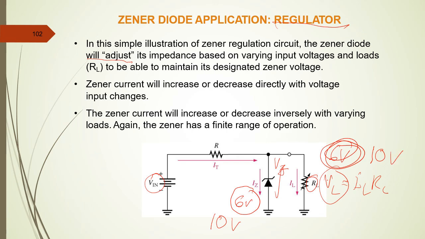The Zener current will increase or decrease directly with voltage input changes, and the Zener current will increase or decrease inversely with varying loads. Again, the Zener has a finite range of operation.